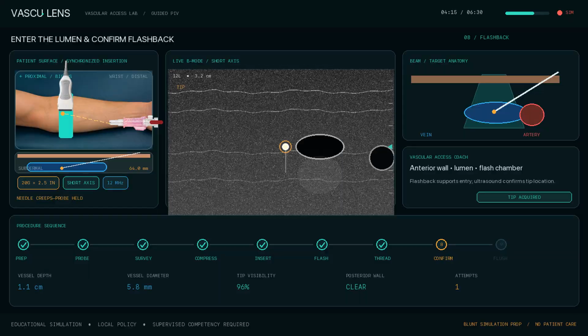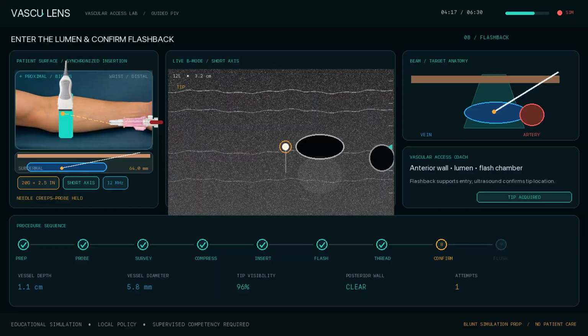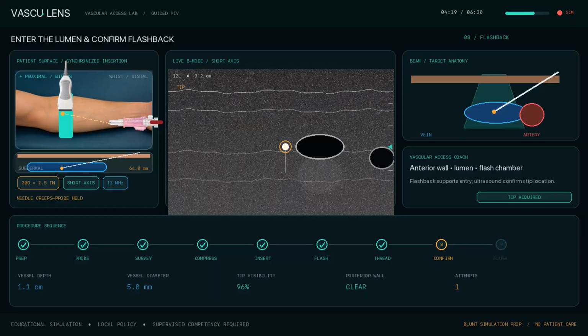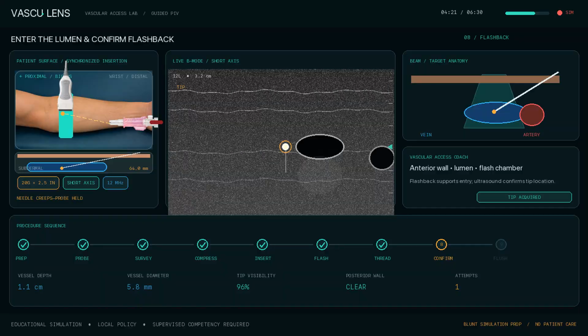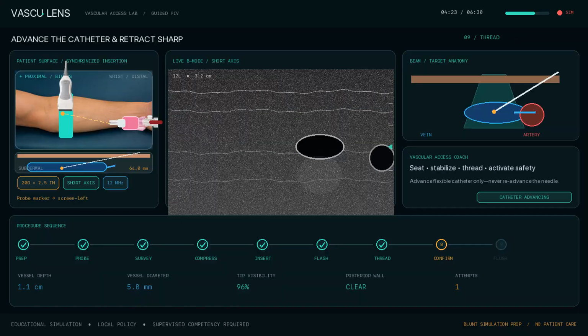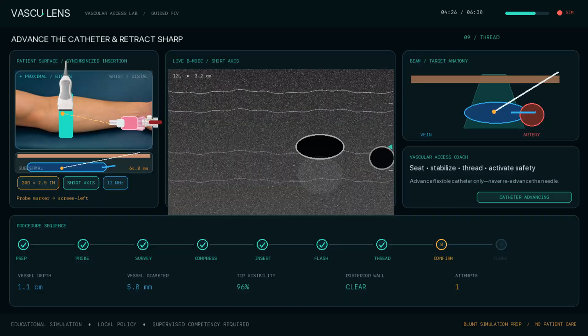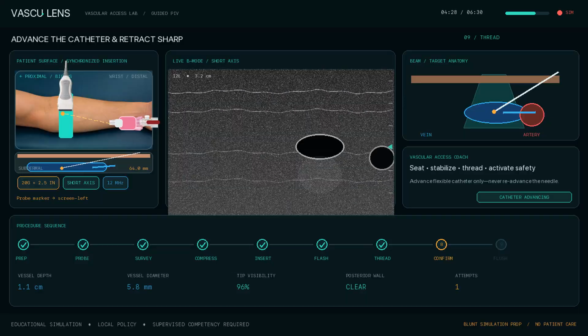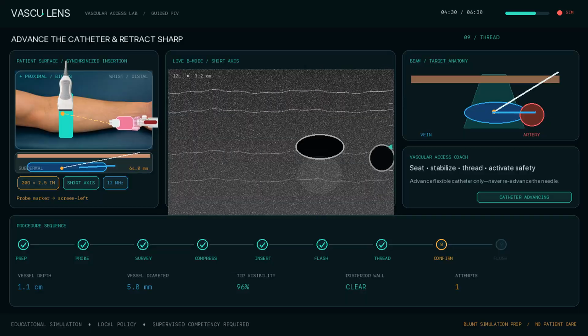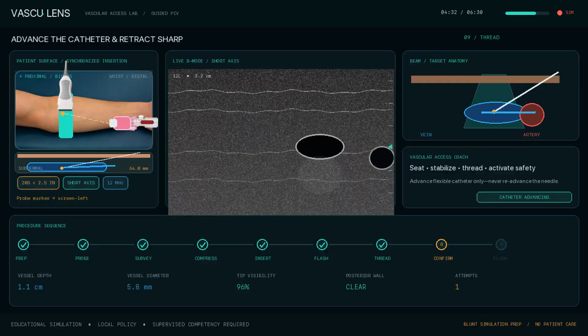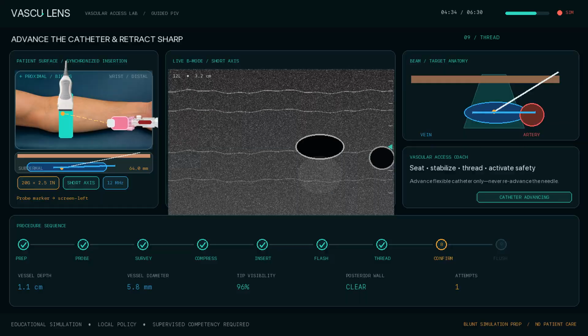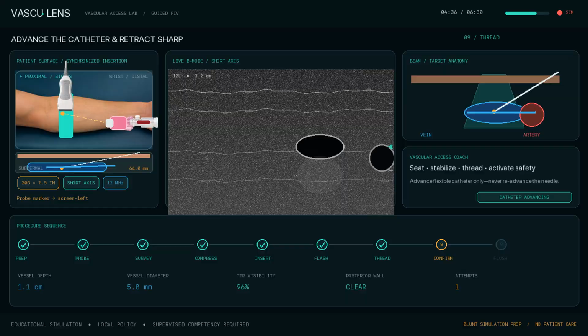Lower the insertion angle and advance the needle catheter assembly a short distance while keeping the tip centered and protecting the posterior wall. Stabilize the needle and advance only the flexible catheter from right to left into the vein. The pink hub moves toward the skin while the transparent catheter progresses proximally within the lumen. Never force the catheter and never advance the needle again after the catheter has been threaded.